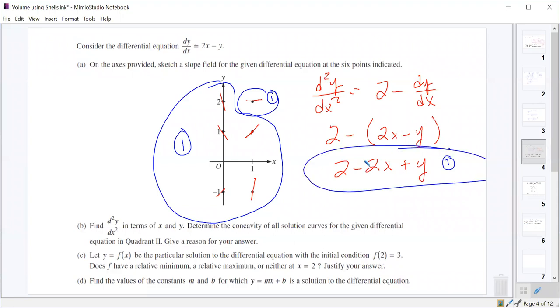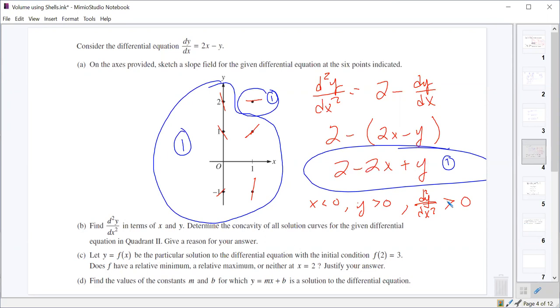And then they wanted you to determine the concavity of all of these solution curves in the second quadrant. So what do we know about the second quadrant? We know that x is less than 0, and we know that y is greater than 0. If x is less than 0 and y is greater than 0, we're going to have a positive 2. And then we're going to have a positive term in here. It's going to be minus a negative, so we'll get a plus. And then we're going to have a plus another positive. So for x less than 0 and y greater than 0, the second derivative is always greater than 0.